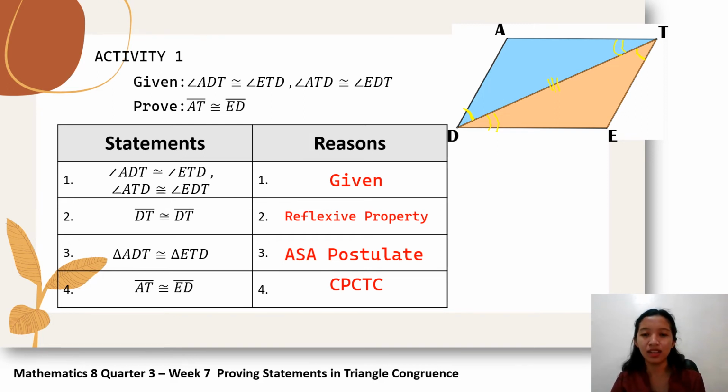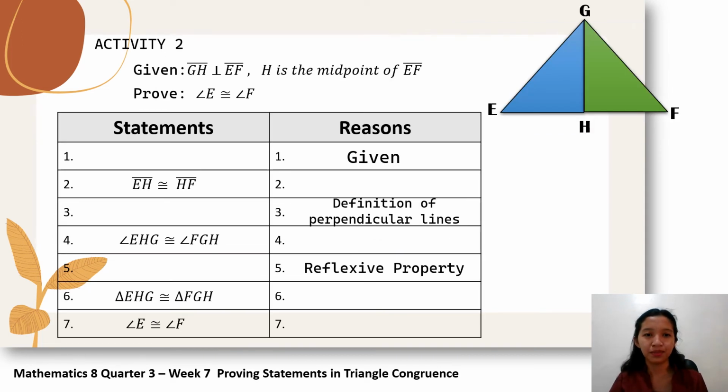Okay, so let's now have another example activity here. We have here activity 2, and here's our given. Line GH bisects line EF. H is the midpoint of EF. And what we need to prove is that angle E is congruent to angle F. So in our first statement reason, we have here our given. So number 1, what must it be?